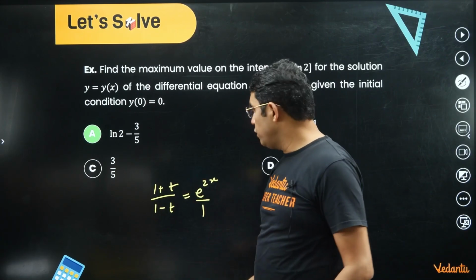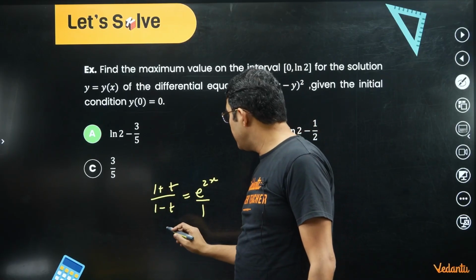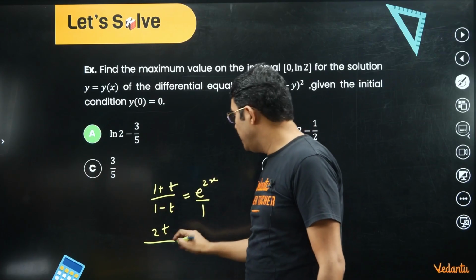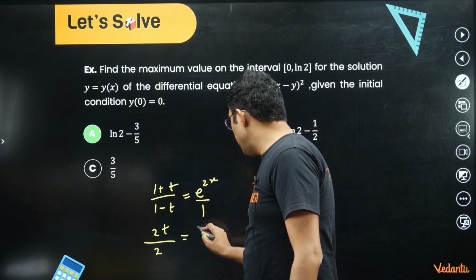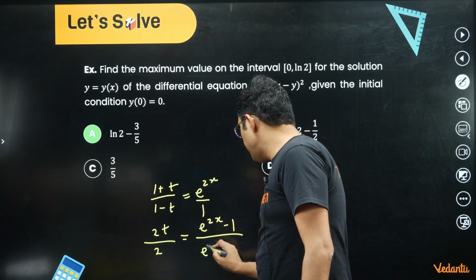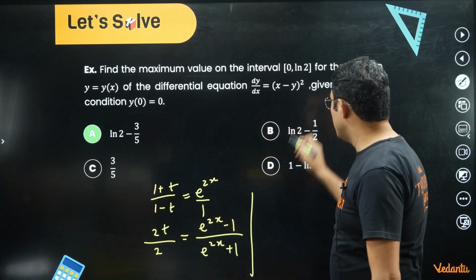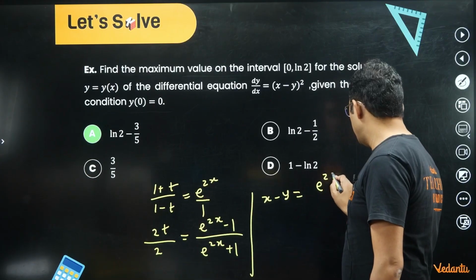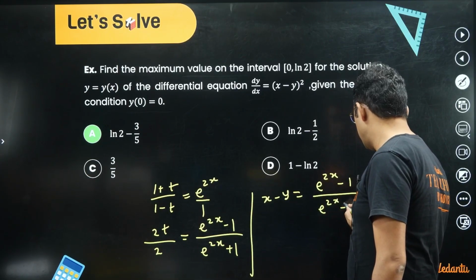In componendo and dividendo, what we do, we will be subtracting numerator from denominator. So this will be 2t here, numerator minus denominator, and numerator plus denominator in the denominator. So that will be e power 2x minus 1 upon e power 2x plus 1. So this is t, which we took as x minus y, is equal to e power 2x minus 1 upon e power 2x plus 1.